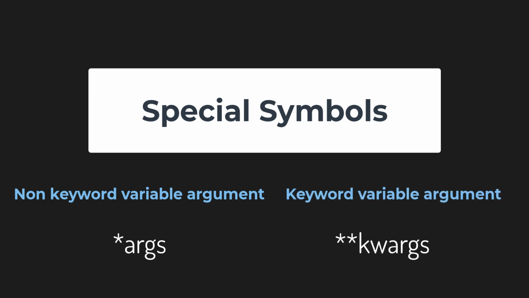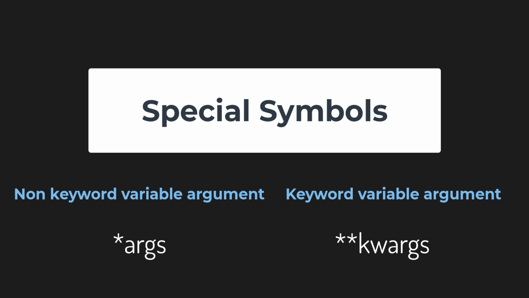You can also call the star an asterisk, not to be confused with Asterix, which is a French cartoon. It's important to note that the naming of these arguments is just convention. The fact that it's called args or kwargs doesn't really matter. You can call it whatever you want as long as it is preceded by a star or a double star.